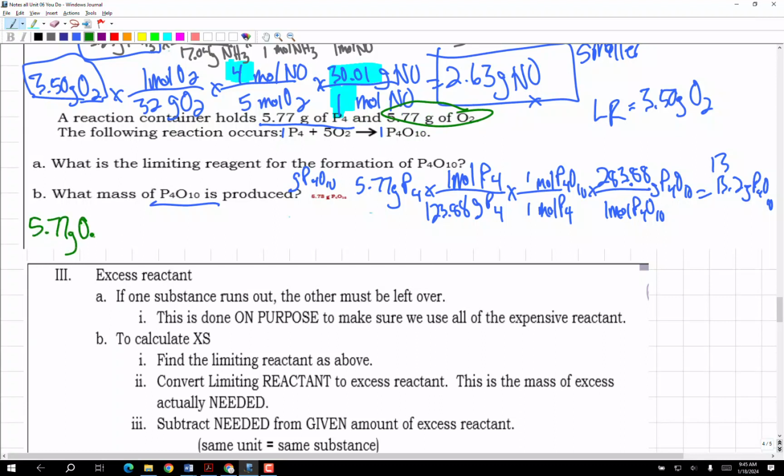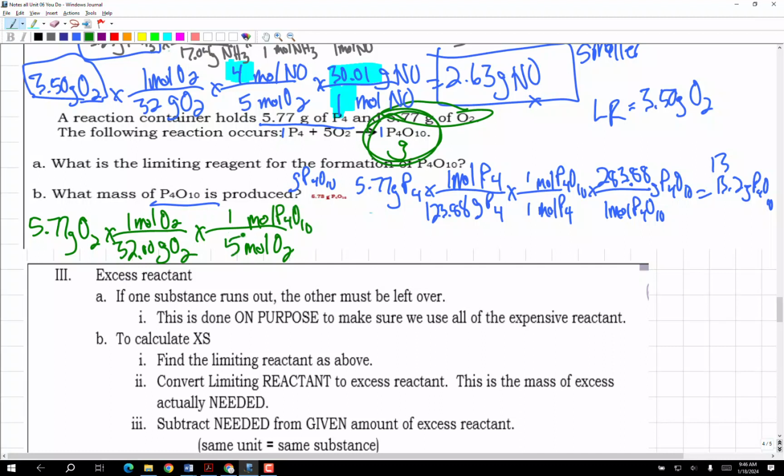5.77 grams of O2 times dividing bar, grams of O2. Go to the periodic table. 1 mole of O2. Moles of O2. Grams of, not grams, what am I doing? So I'm trying to go into grams of P4O10, right? Remember, that's my goal. Grams of P4O10. So before I can go to grams of it, I have to go into moles of P4O10. And then moles over moles use coefficients.